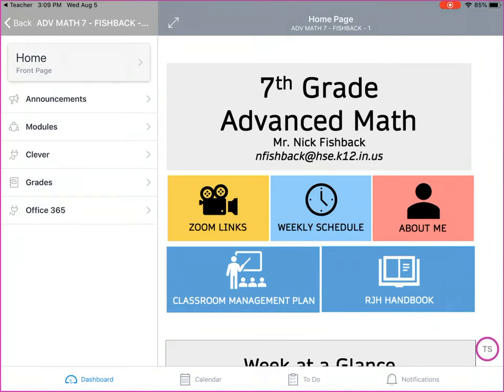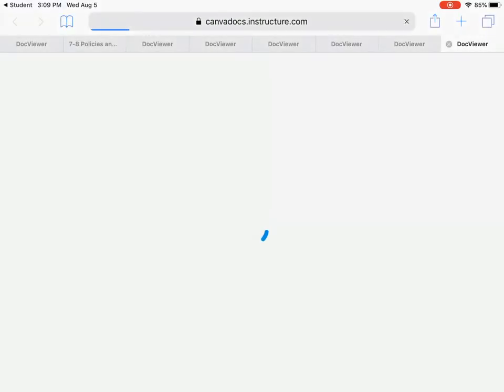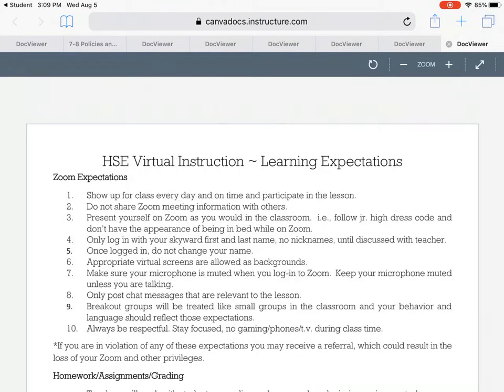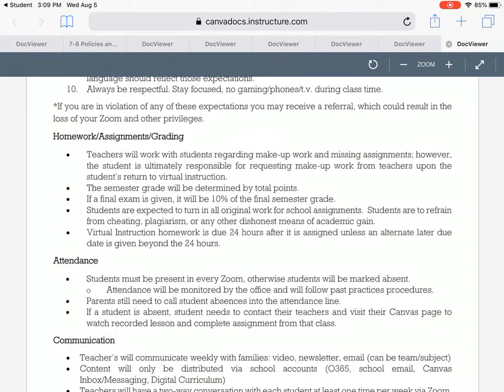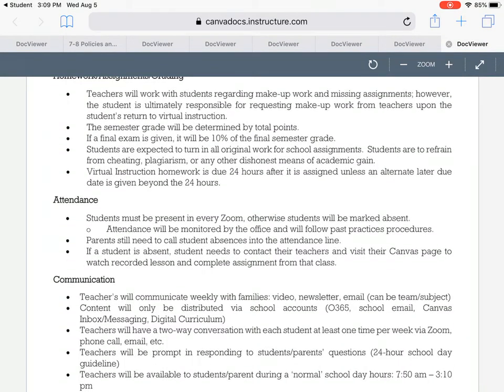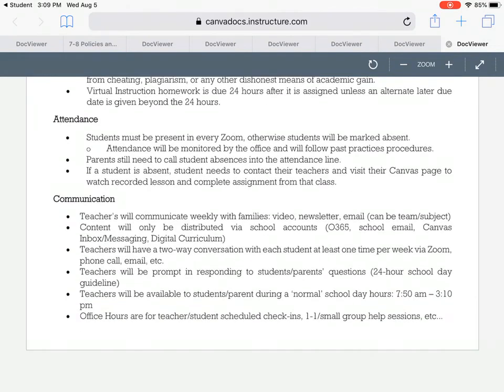Okay, now looking at these 2 blue buttons down on the bottom, the first one on the left says Classroom Management Plan. We're not going to spend too much time here, but I just wanted to show you how to get to it. This is the Classroom Management Plan that was put forth by the district. It has things in here like Zoom expectations, homework policy, attendance policy, and communication policy, and we're going to spend some time in class talking about those, so I don't want to spend too much of our time right now.